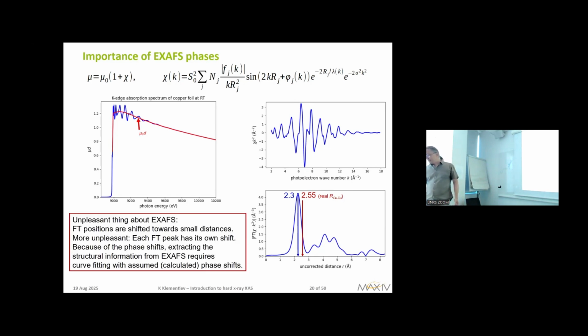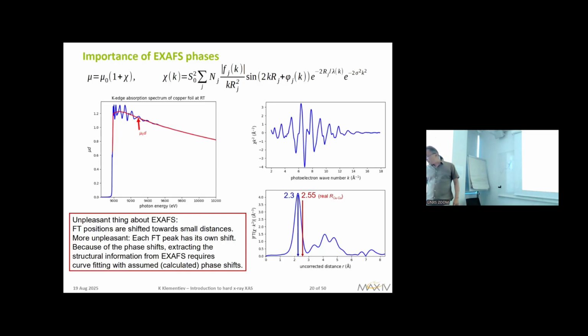And this is quite an unpleasant story about EXAFS. It doesn't give the real atomic distribution. It is always shifted. But what is yet more unpleasant is that this shift is individual by peaks. Every peak is shifted individually. So then what do we do?